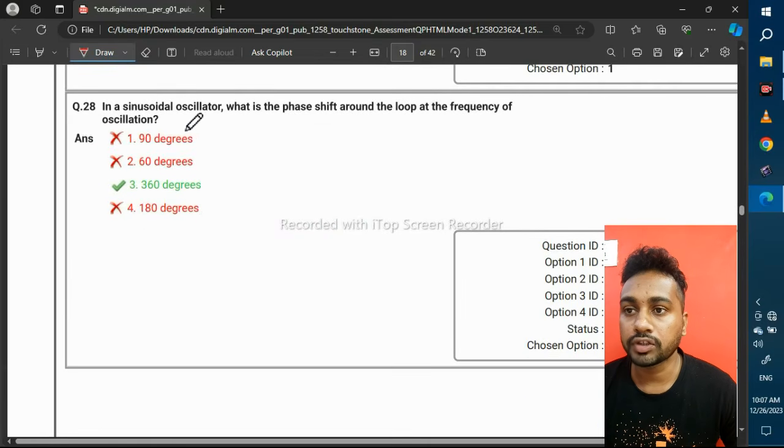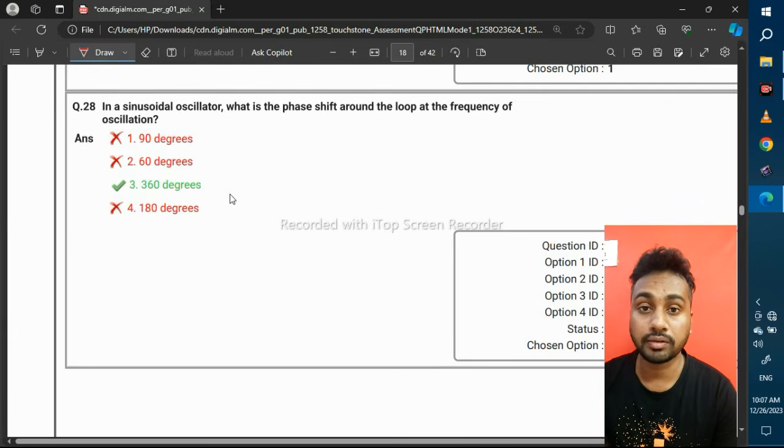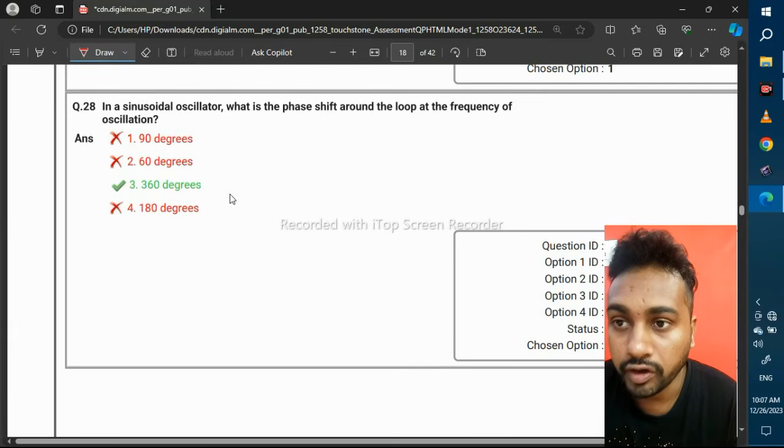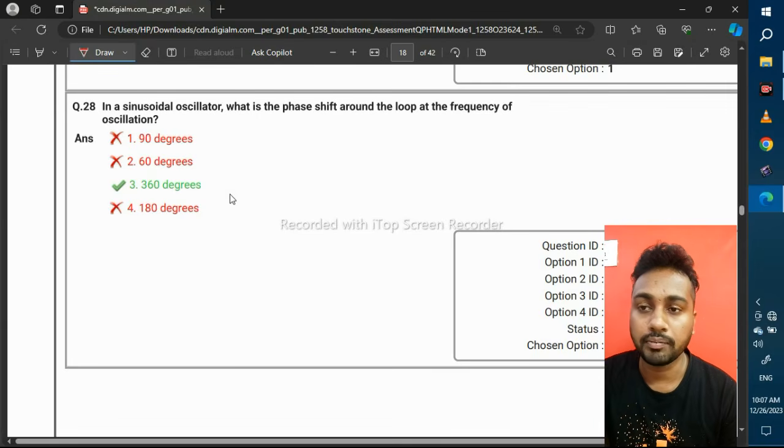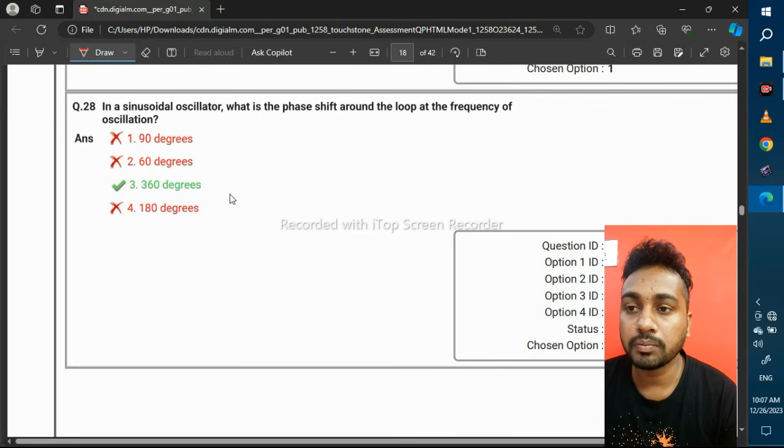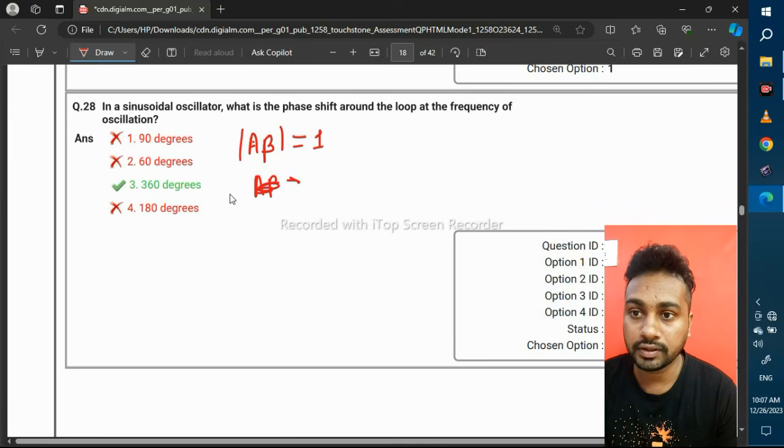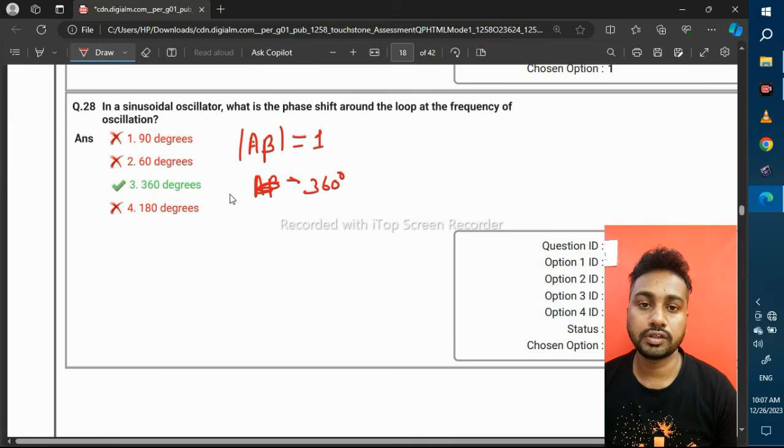In a sinusoidal oscillator, what is the phase shift around the loop at the frequency of oscillation? So it is 360 degrees. We also discussed in class the Barkhausen criteria. For oscillation, it must satisfy the Barkhausen criteria. So Barkhausen criteria means what? A and B, meaning gain and feedback, product should be equal to 1, and another thing, the phase shift. The phase shift is always 360 degrees. So it is 360 degrees only. Okay.